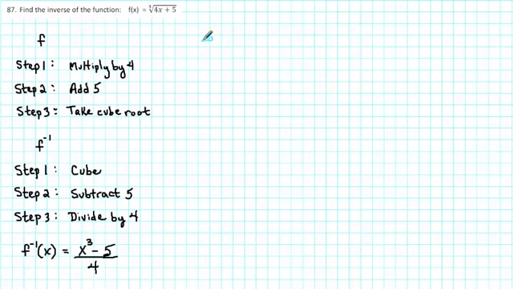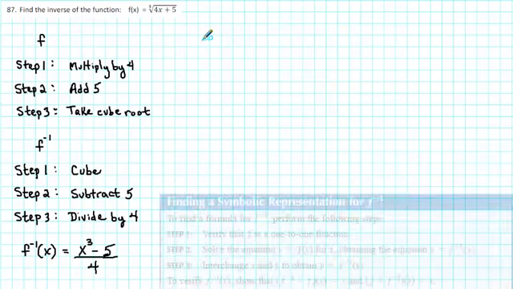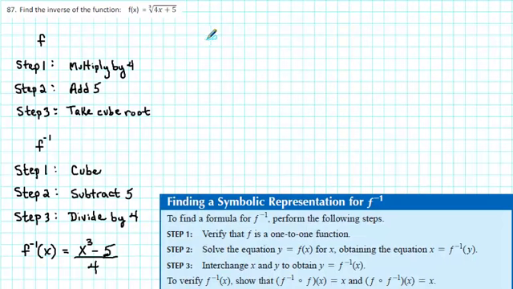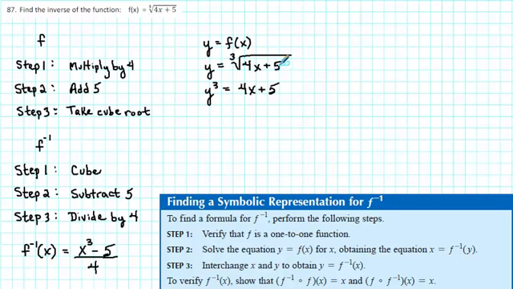An alternative way to find the inverse of the function is as follows. First of all, we start off with y is equal to f of x. But we know that f of x is the cube root of 4x plus 5, so we make that substitution. We now solve this equation for x in terms of y. So our first step is to cube both sides. When we do so, we get y cubed is equal to 4x plus 5.